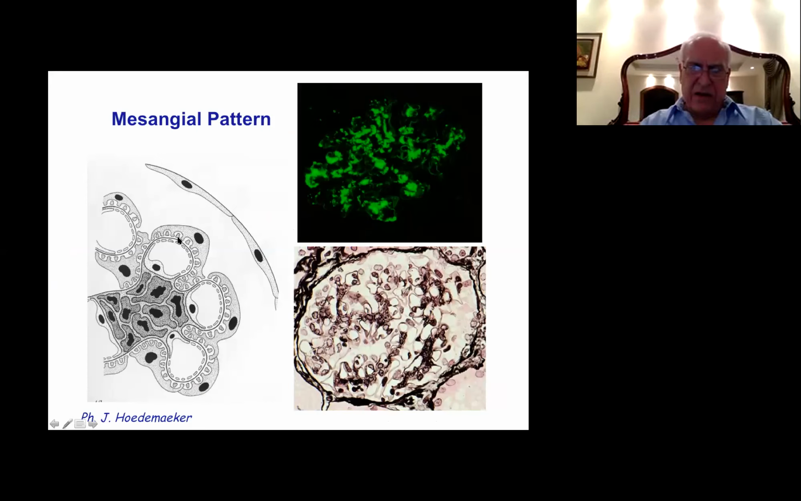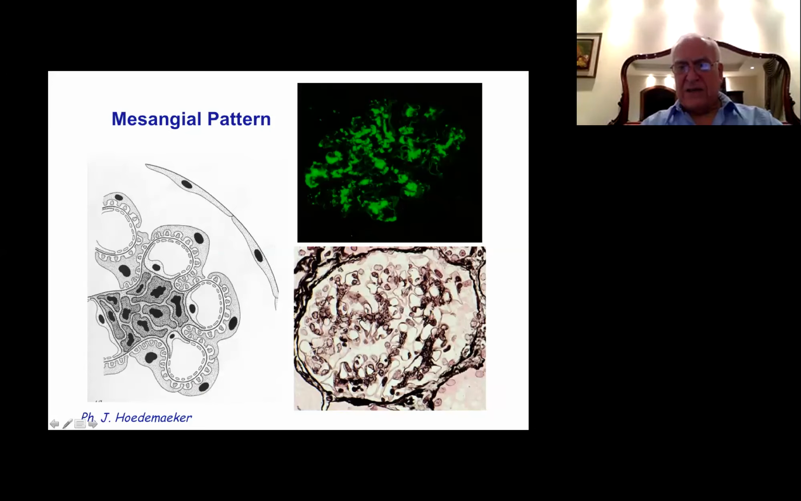Sketch, normal looking capillary loop, normal looking podocytes, but the mesangial cells are increased in number, as you'll see here. When you have immunofluorescence study, these are large deposits, mostly IgA, within the mesangium. This is not really capillary.